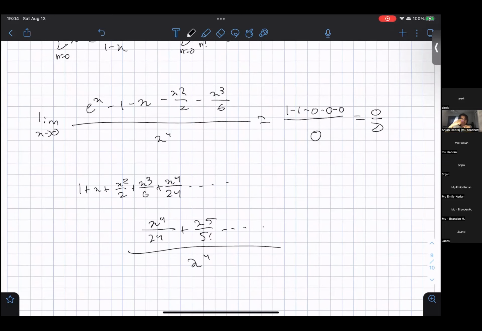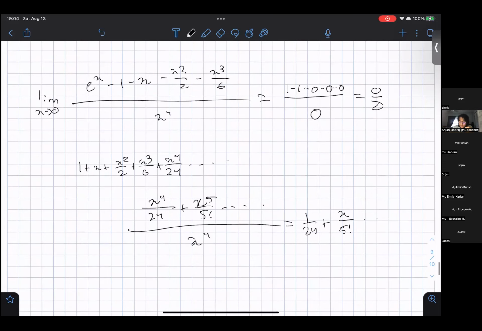Now, when we divide x to the 4th on the top and bottom, also sorry, these are horrible x's, we'll get 1 over 24 plus x over 5 factorial, and so on. But we're taking this as the limit as x approaches 0, so all of the values after this are just going to be higher and higher powers of x: x squared, x cubed. I don't really care what their coefficients are, because when you plug in x equals 0, they all go to 0. So this is just equal to 1 over 24.